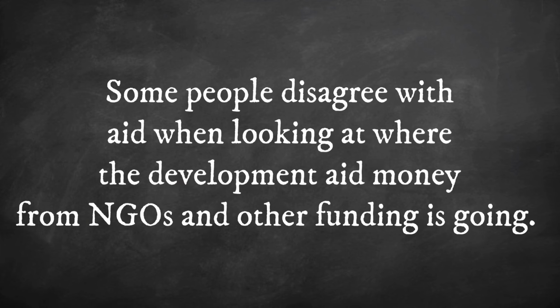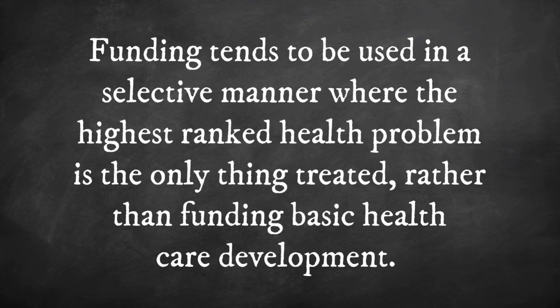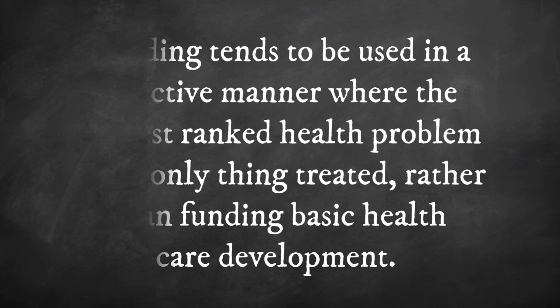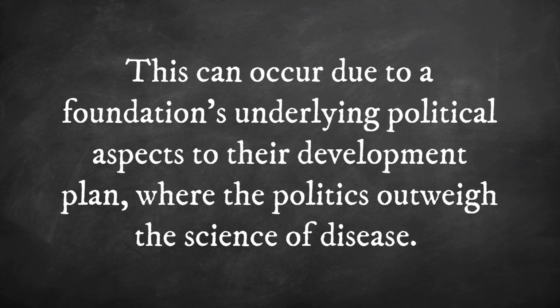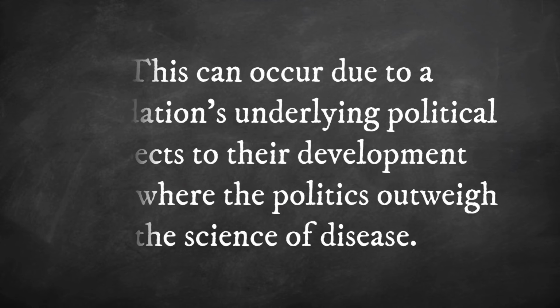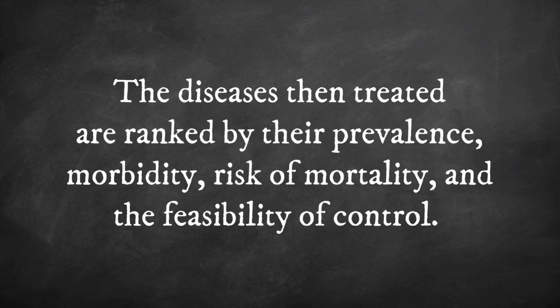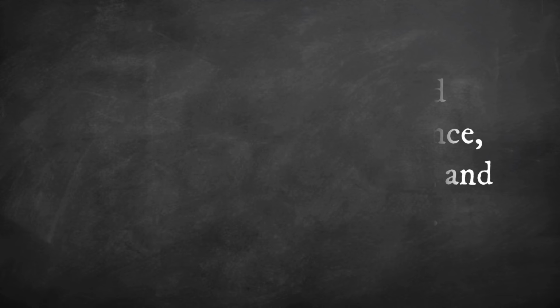Some people disagree with aid when looking at where the development aid from NGOs and other funding is going. Funding tends to be used in a selective manner, where the highest ranked health problem is the only thing treated, rather than funding basic healthcare development. This can occur due to an underlying political aspect to their development plan, where the politics outweigh the science of disease. The diseases treated are then ranked by their prevalence, morbidity, risk of mortality, and the feasibility of control.